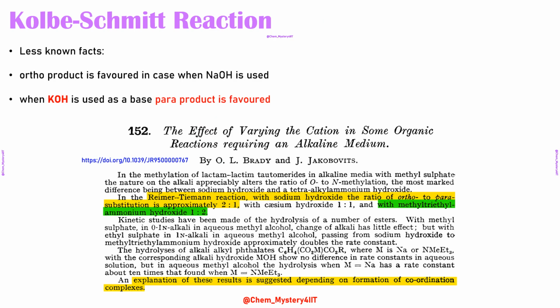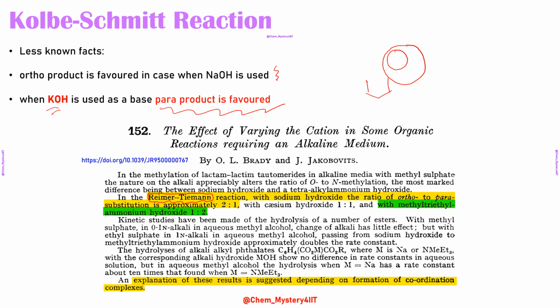If you are replacing that sodium with potassium hydroxide, these reports are very well known for the Riemann-Tiemann reaction, although similar kinds of effects are known to be happening in the Kolbe-Schmitt reaction as well. So if you are using sodium hydroxide, ortho product is favored, but when we are using potassium hydroxide, it has been found that para product is favored, because potassium, being bigger in size than sodium, may not be allowing access to the ortho position.